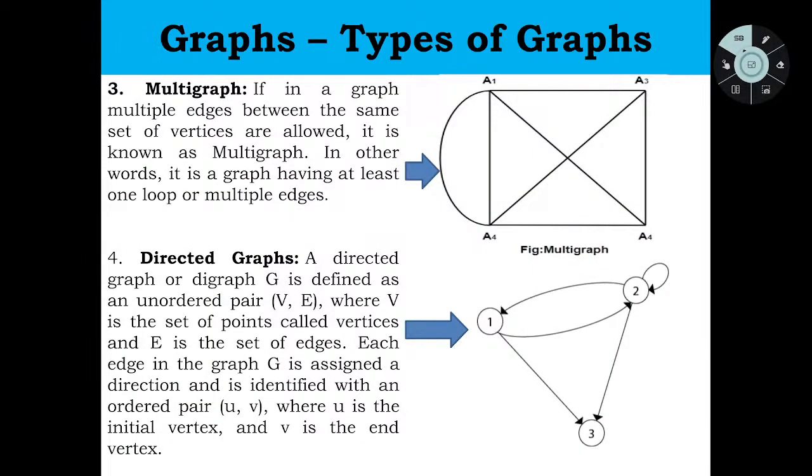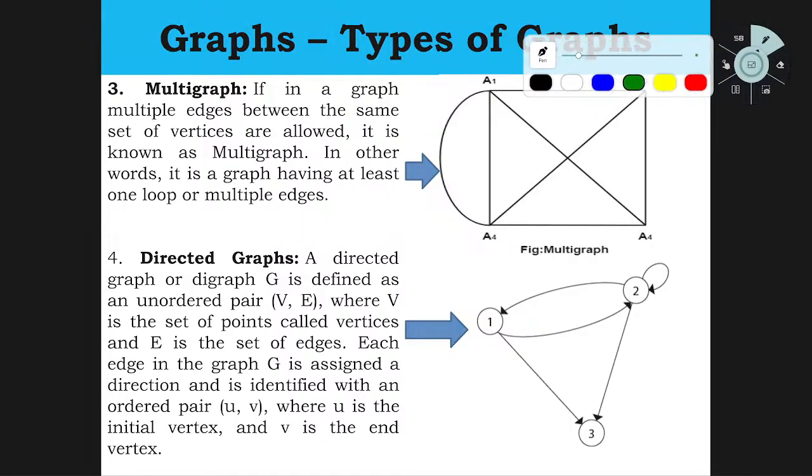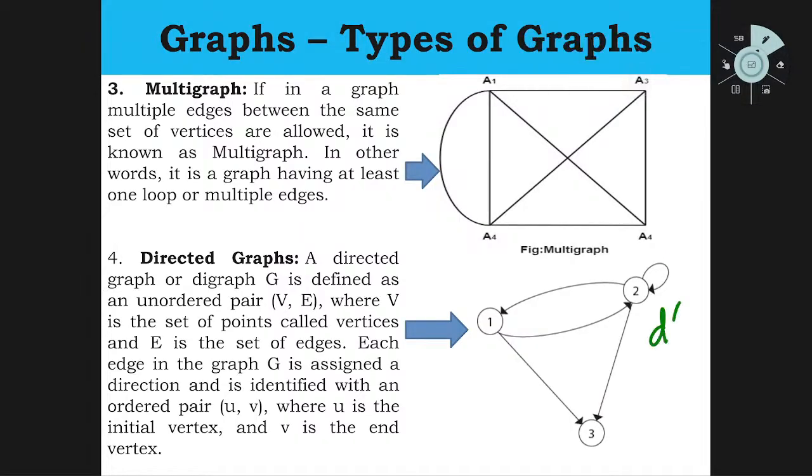Now here, what is the degree of 1? I am just asking degree, not even and odd degree. What is the degree of 1? 1 is 3. Etla vachindadi? There is 2 out degrees and 1 in degree. So here you will write d of 1 is equal to 2 out degrees plus 1 in degree.